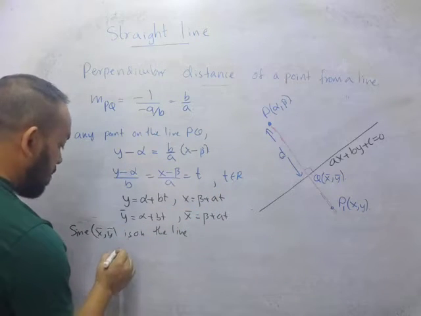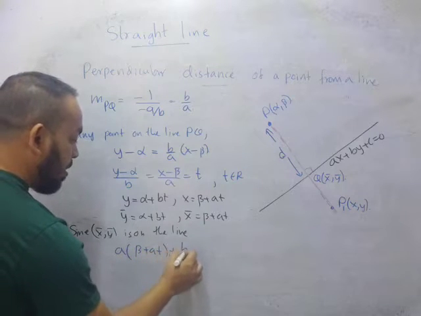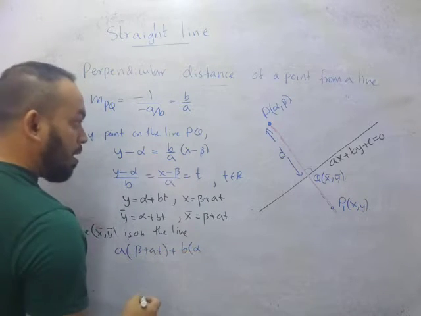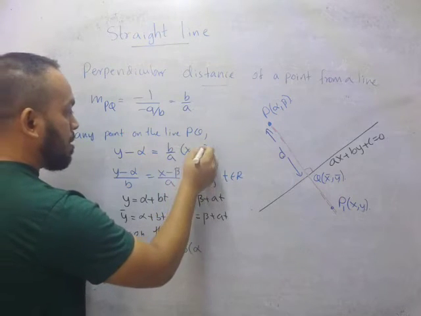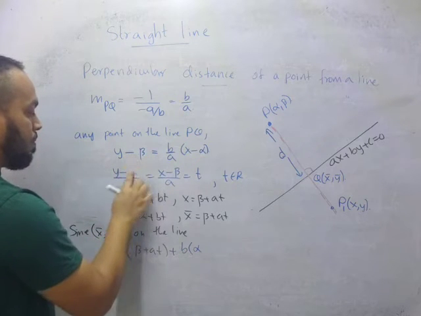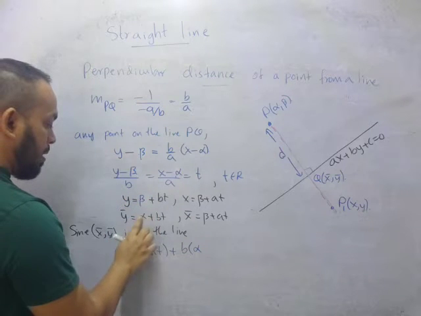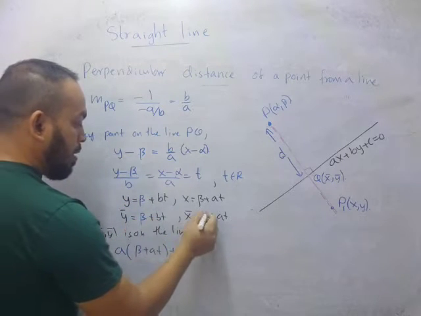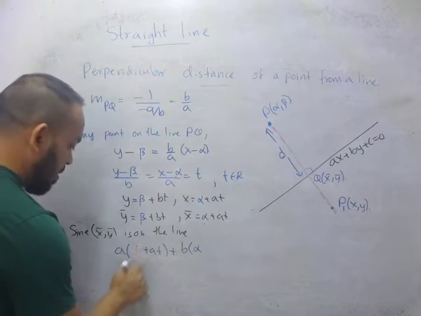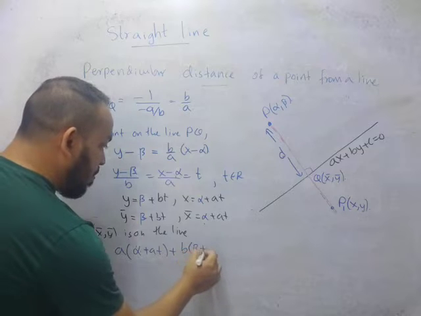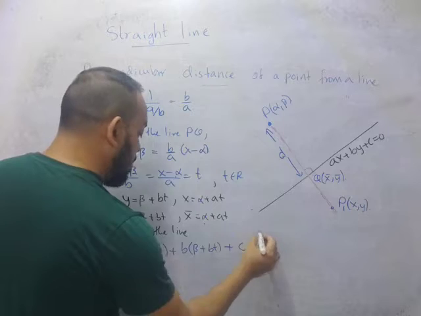So a times (beta plus at), then b times... did I make a mistake? Sorry about it. This should be alpha, this should be beta. I should have changed these two instead, but that's okay. So a times (alpha plus at) plus b times (beta plus bt) plus c equals 0.